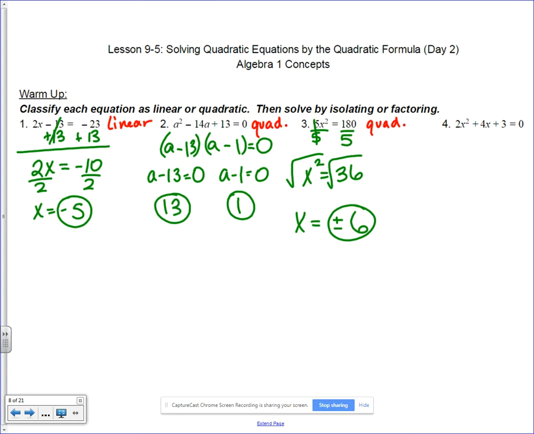Okay, number 4, linear or quadratic? Quadratic. Can I isolate or do I need to factor? Got to factor. Long way or short way? Long way. Remember how we do the long way here, folks. You're going to multiply the first and the last. What do you get? So you need factors of 6 that will add to 4.